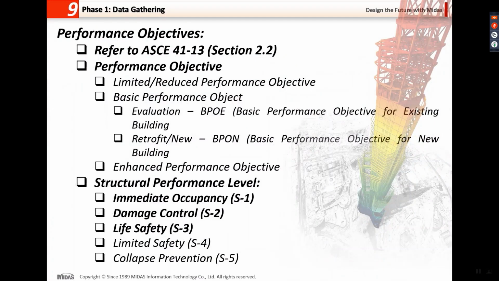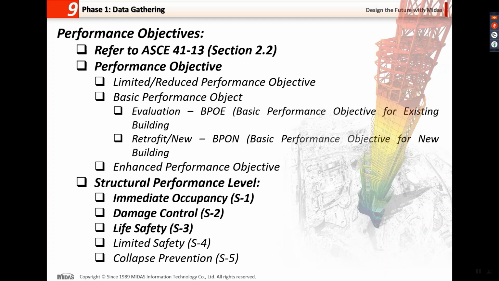For the performance objective, you can refer to Section 2.2 of ASCE 41-13. This performance objective has three parts. We have the limited or reduced performance objective, the basic performance objective, in which we have the BPOE and the BPON, meaning the basic performance objective for existing buildings and the basic performance objective for new buildings. Last is the enhanced performance objective.